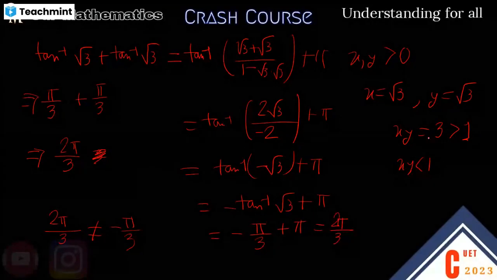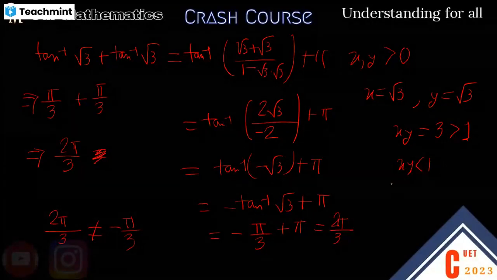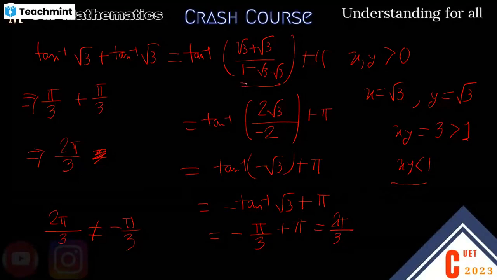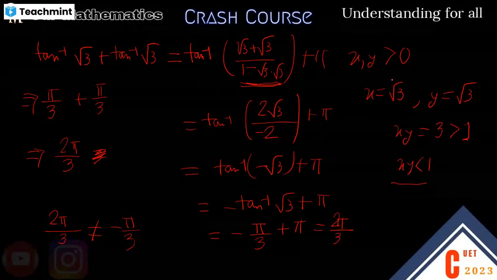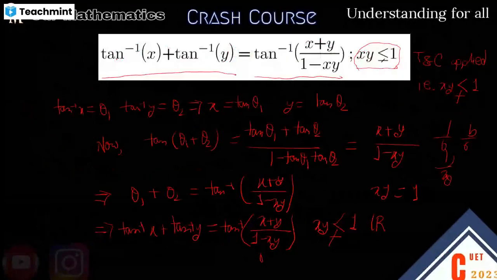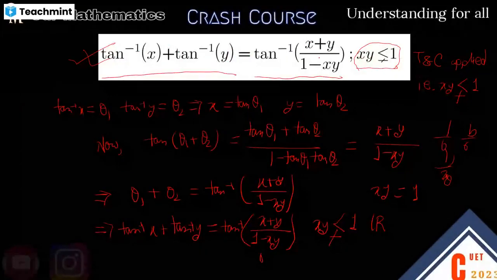So remember, if we get xy is less than 1, that means this portion is positive, where x and y are all positive. If this portion is positive, a portion to be positive hoy, then we will use the normal formula, that is tan inverse x plus tan inverse y is equal to tan inverse x plus y divided by 1 minus xy.